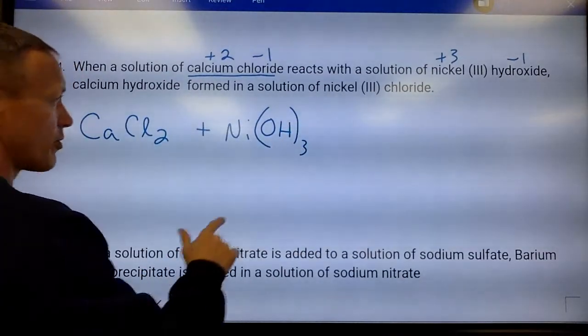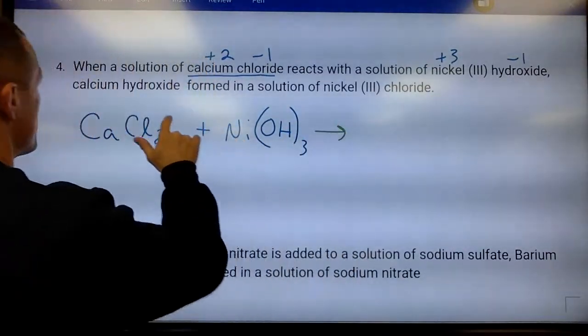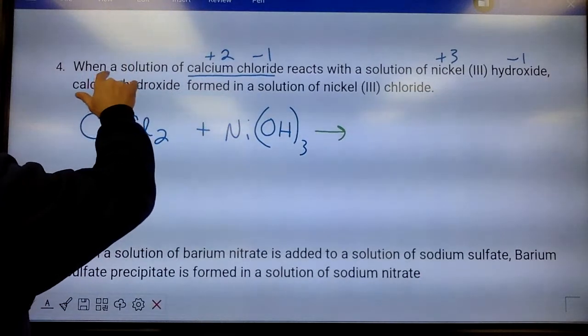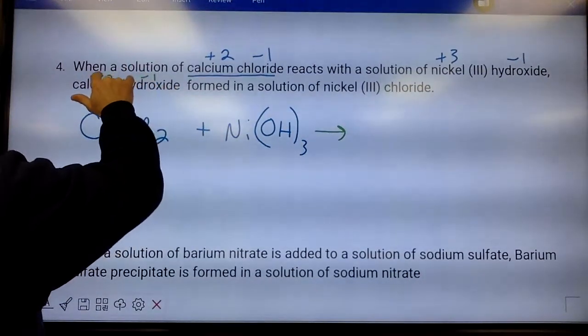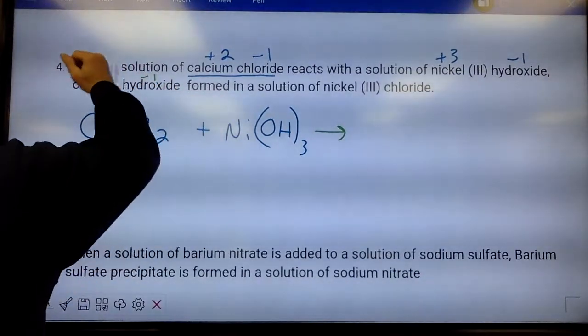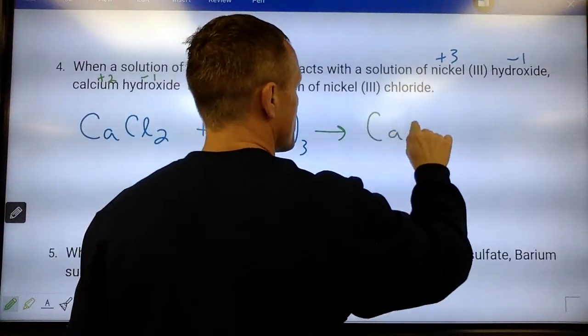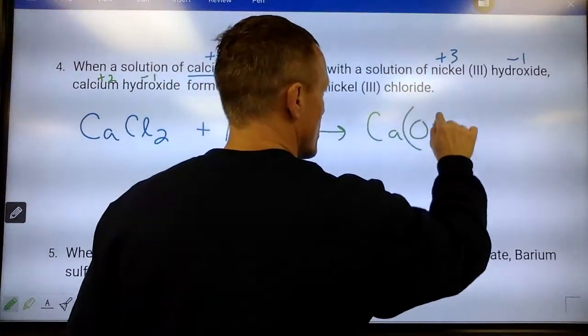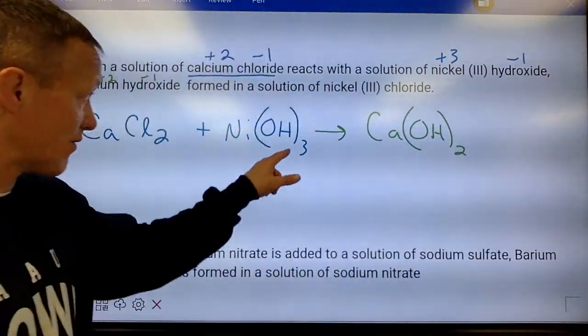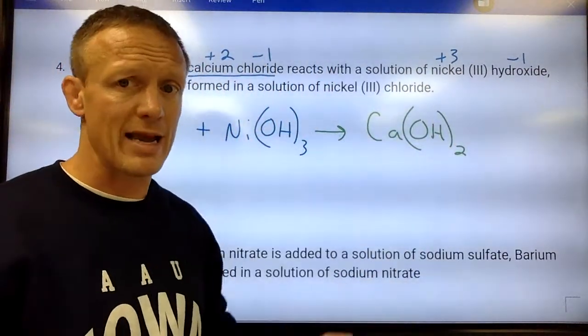So now it's going to be our products. So we have calcium hydroxide, which is a +2 -1. The charges don't change from one side of the equation to the other in most reactions that we do. So forms calcium hydroxide. So notice that went from a 3 to a 2. People always think that can't happen.